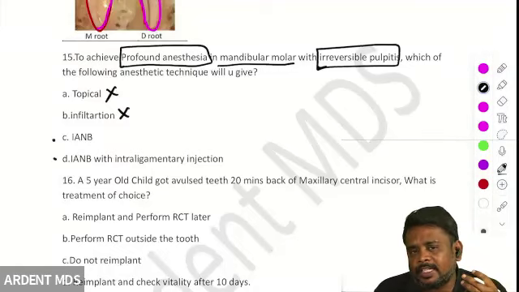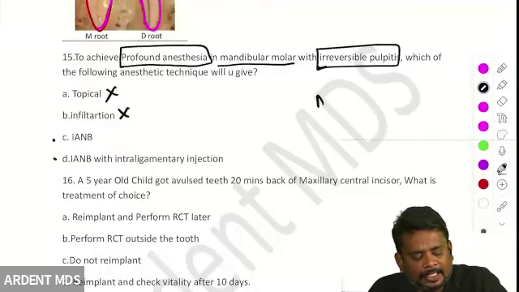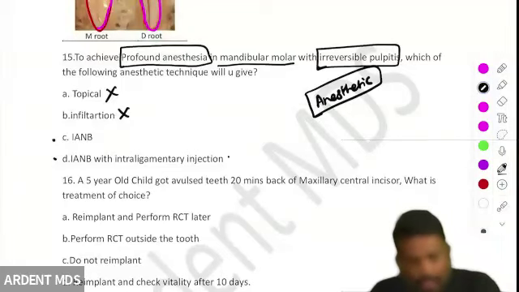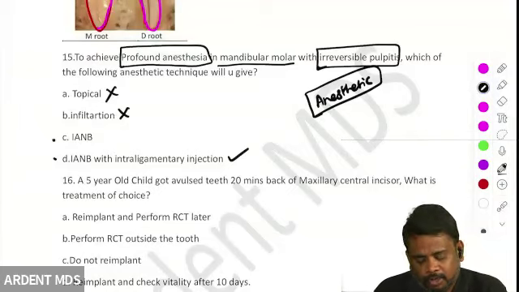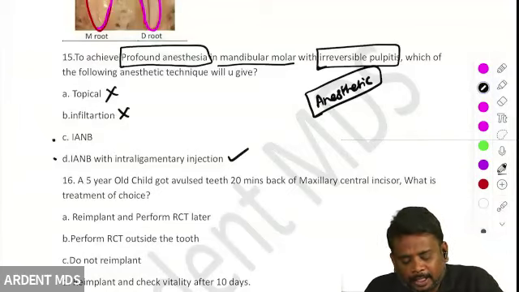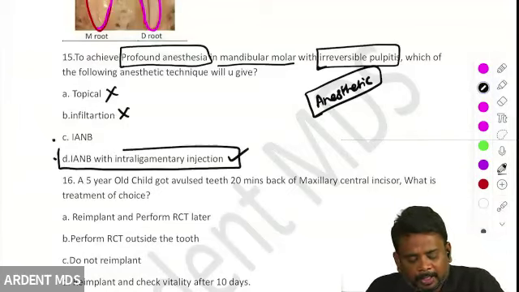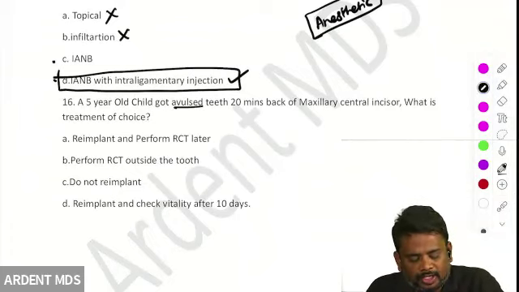Usually for an irreversible pulpitis, the anesthesia effect will take some time. So that is the reason usually for an irreversible pulpitis we go for an accessory injection technique like intraligamentary injection also. So D is better than C, right? So last question. There is a child who got an avulsed tooth 20 minutes back, a maxillary central incisor. What is the treatment of choice?